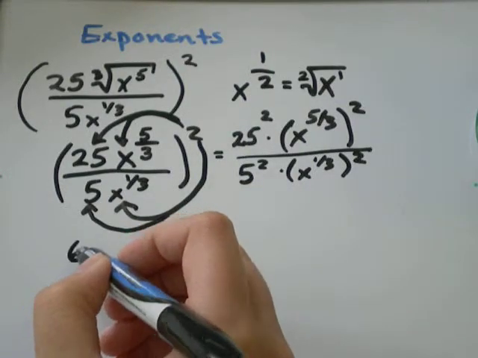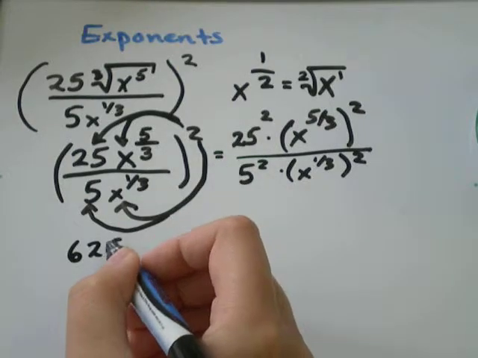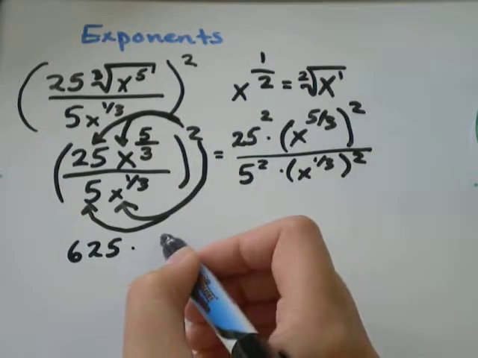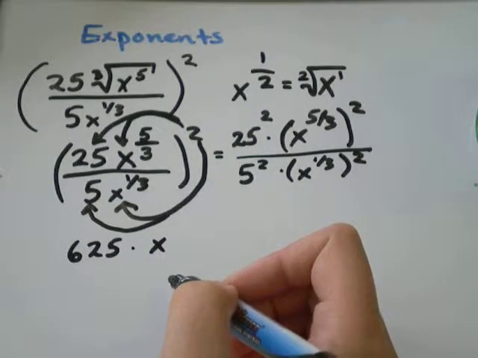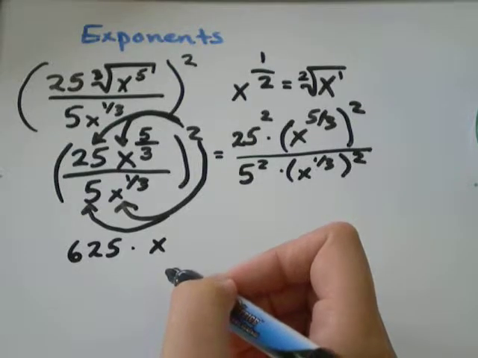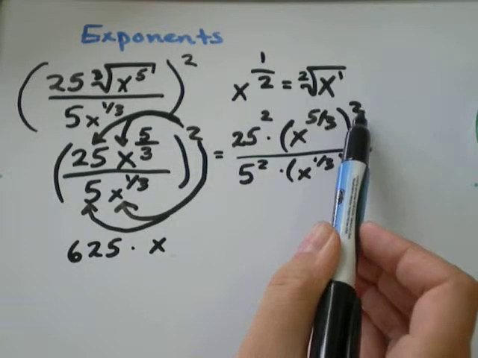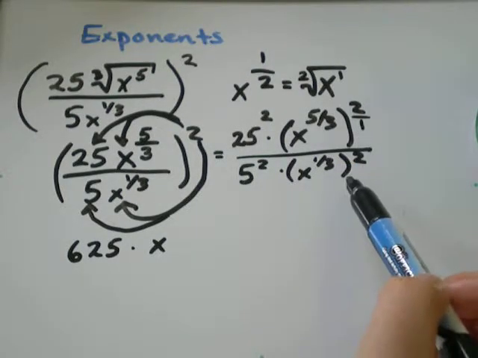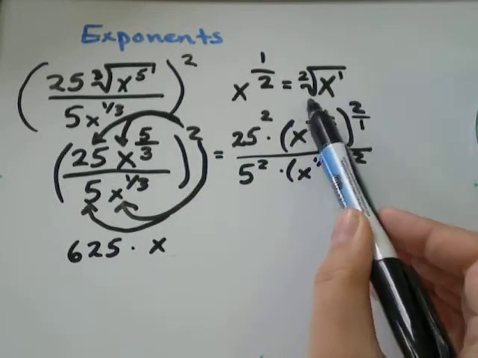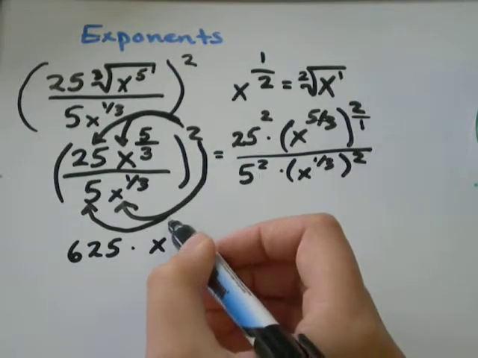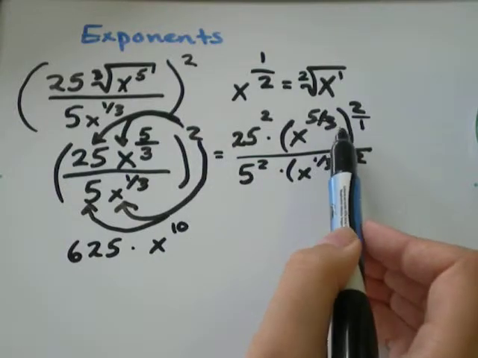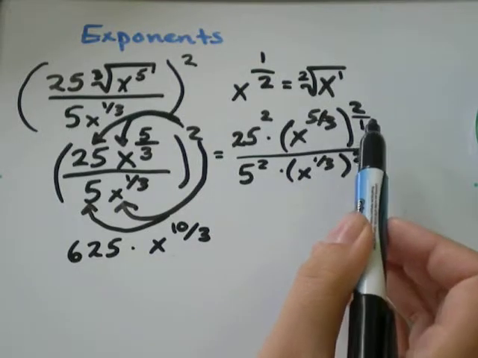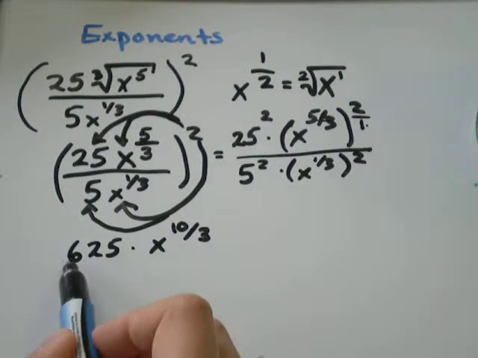So now I'm going to go over here. 25 squared, you can do that in your calculator. It would be 25 times 25 is 625. X to the 5 over 3 squared. This is the power rule of exponents. And it says when you have something to an exponent, you multiply the exponents. To multiply exponents, any whole number, just put it over 1. You multiply the tops together. 5 times 2 would be 10. And multiply the bottoms together. 3 times 1 would be 3. So x to the 5 over 3 squared is really x to the power of 10 over 3.